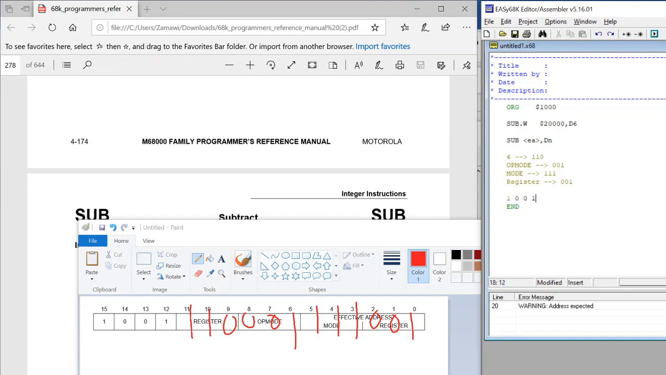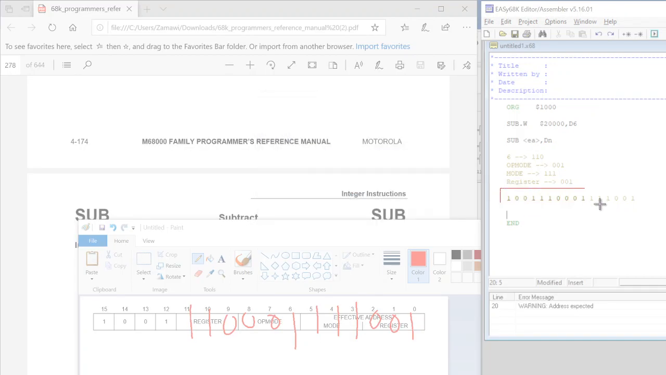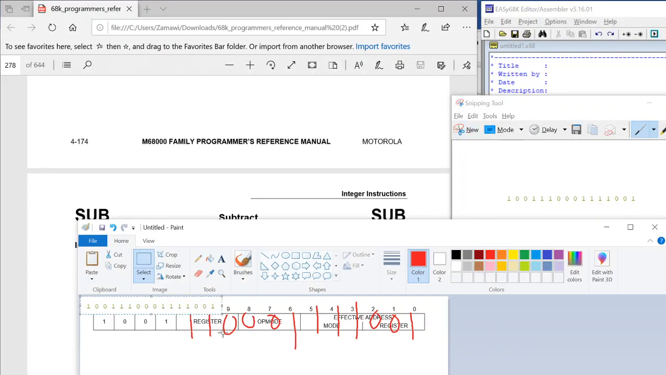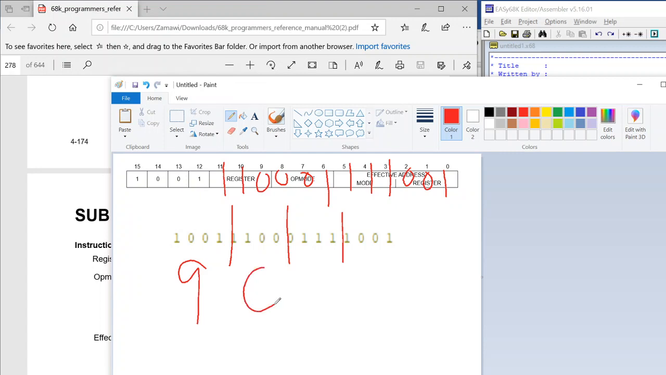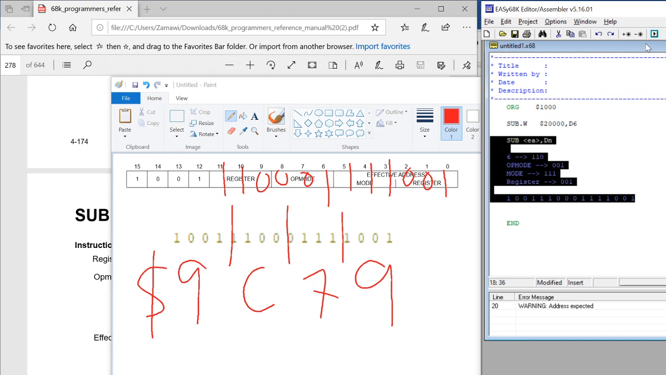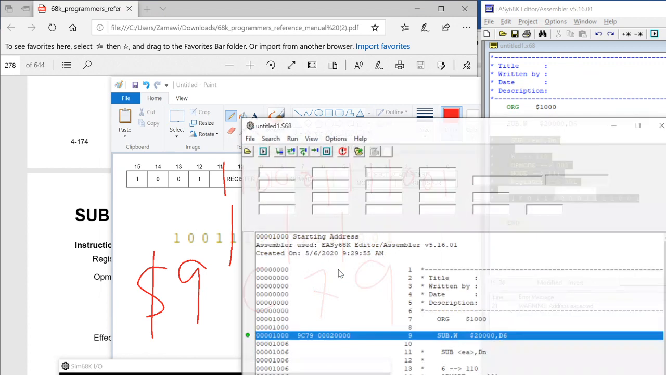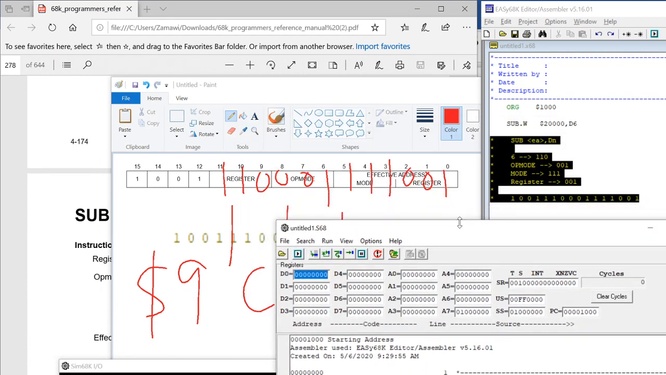1001 1100 0111 1001. So this is a full 16 bits. Convert it to hexa. Four groups: this one is going to be 8 plus 1 is 9. This is 12, which is C. This is 7, and this is 9. So the answer is 9C79. Yeah, correct, it's 9C79. Okay, so this is the example.